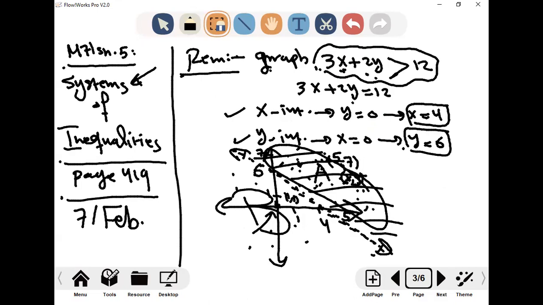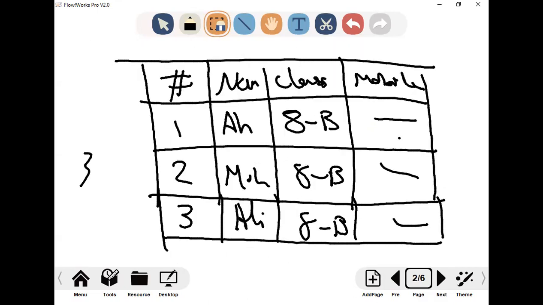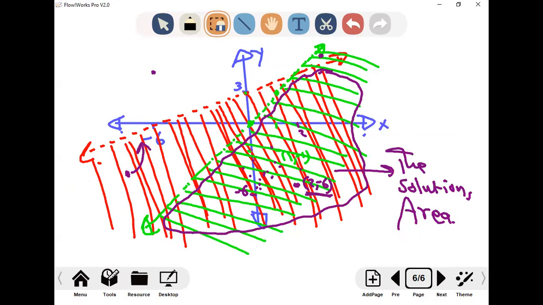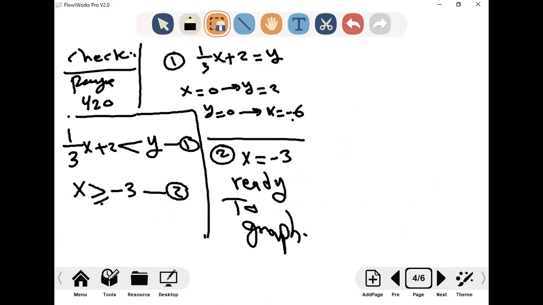Did I use this idea here to guess another point? No, why? I don't have equal intercepts. Right? I have different intercepts here, 2 and -6, and here ready to graph. Right? So it depends on the situation you have. Now let's graph, use your grid in your book.